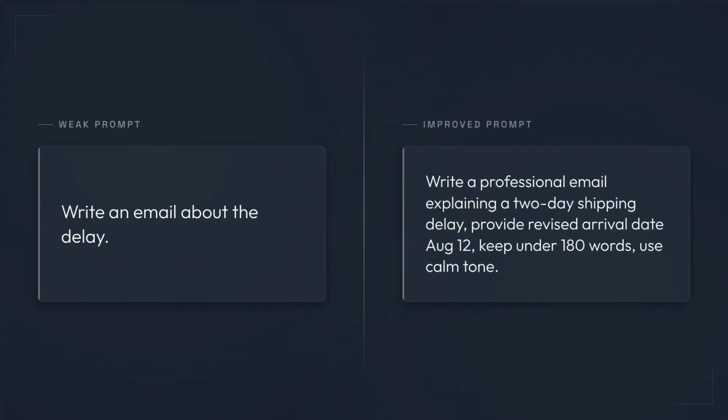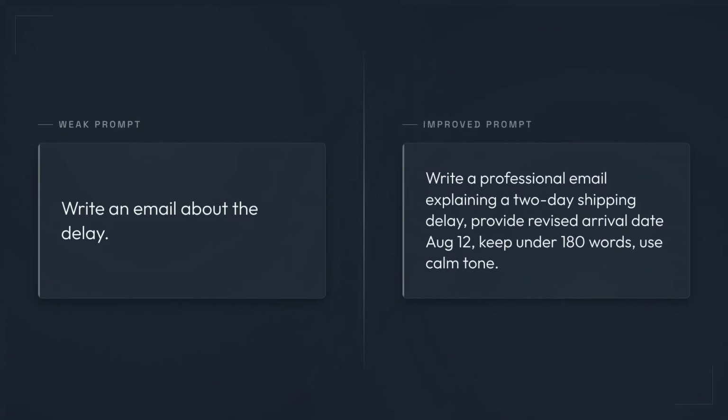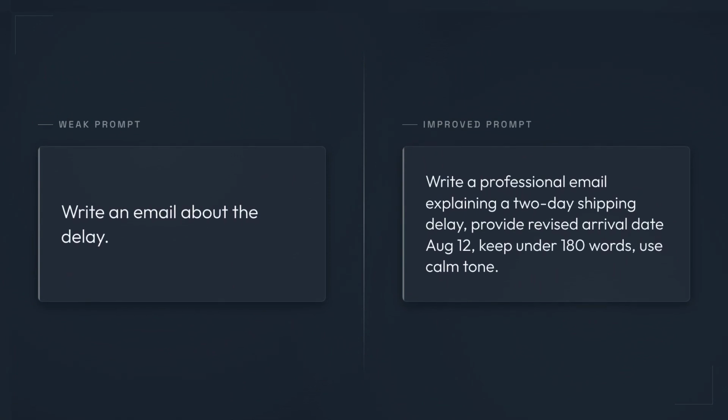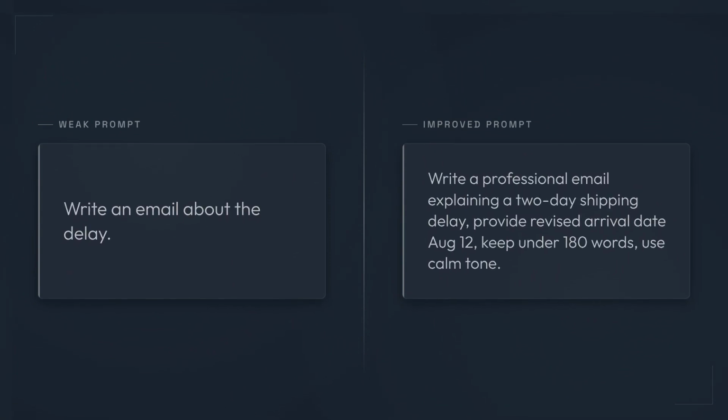Let us examine several before and after examples to see how this formula functions in the real world. We will start with a common business scenario: writing an email about a shipping delay. A weak prompt says, write an email about the delay. An improved prompt defines the role, context, specific arrival date of August 12th, and constraints like keeping it under 180 words with a calm, helpful tone.